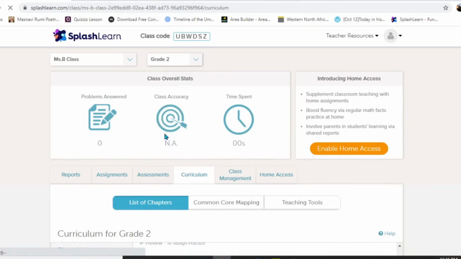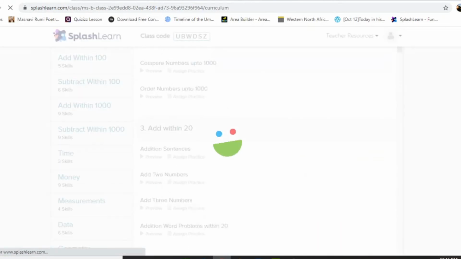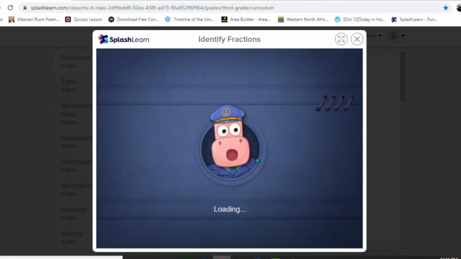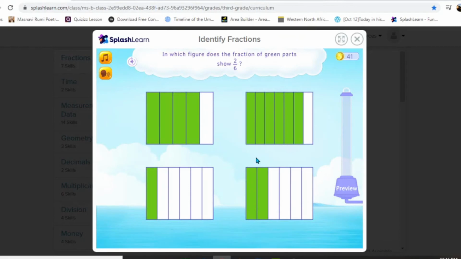I'll opt for grade 3, and the curriculum I will opt for will be mathematics. And as we have practiced fractions, I will go for the topic fractions. Here I have fractions, and we'll do some practice on identifying fractions. Let's do this practice. In which figure does the fraction of green parts show 2/6? So 2/6. This figure shows 2 colored parts and total 6 parts. I'll opt for this one. Let's see.